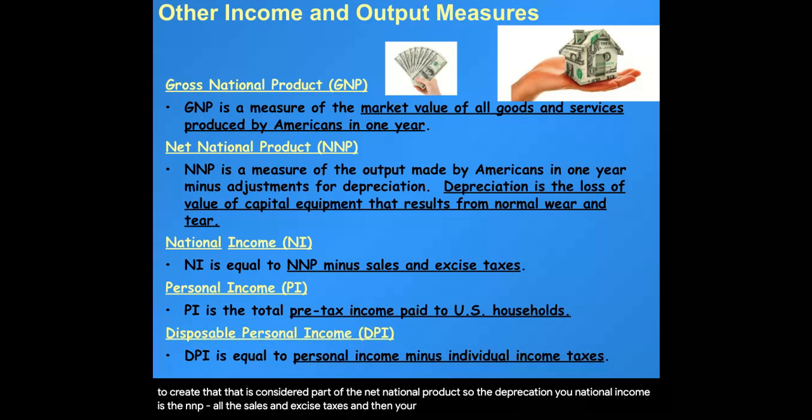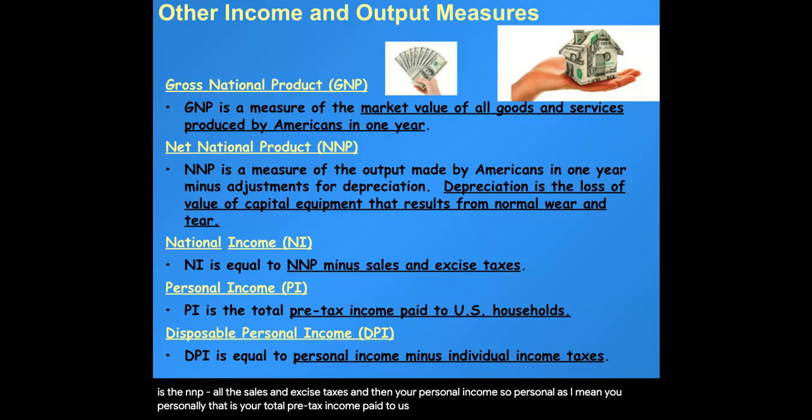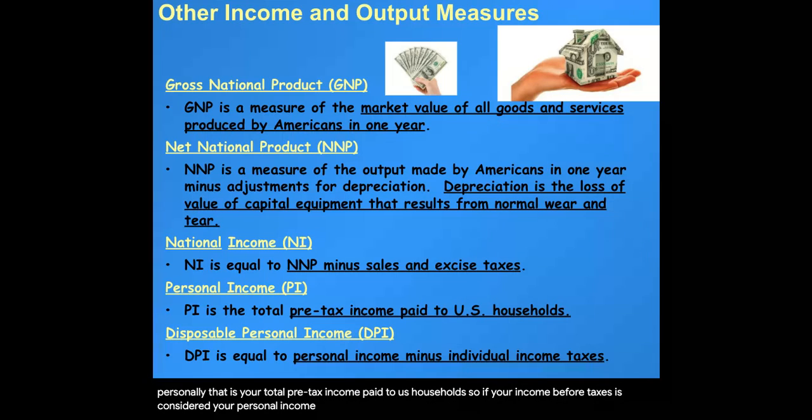And then your personal income, so personal as in you personally, that is your total pre-tax income paid to US households. So if your income before taxes is considered your personal income. Your disposable personal income is the income that you have minus your taxes. So all the money that you made that you actually took home in your paycheck.